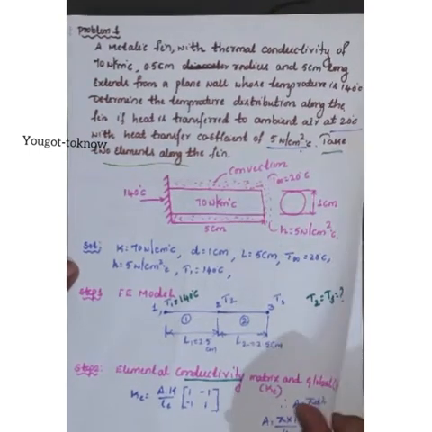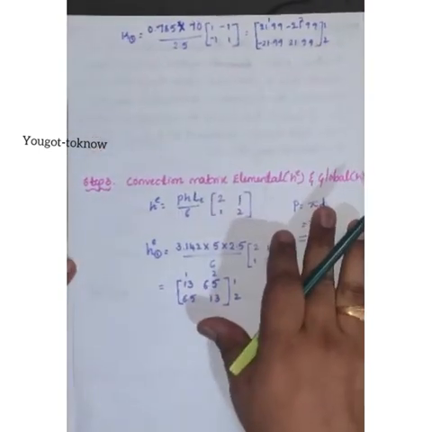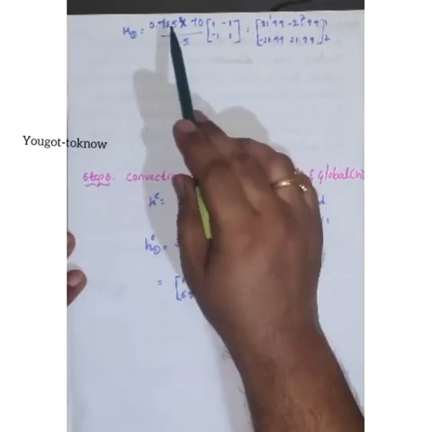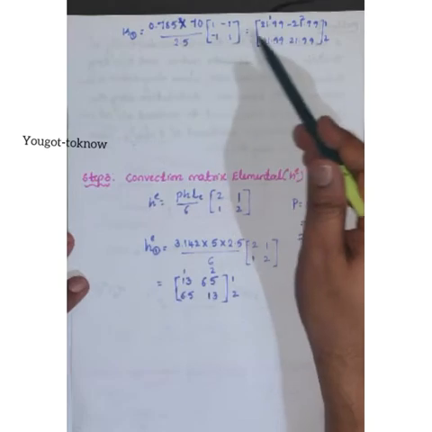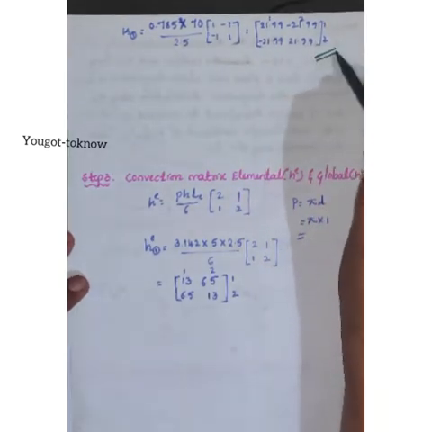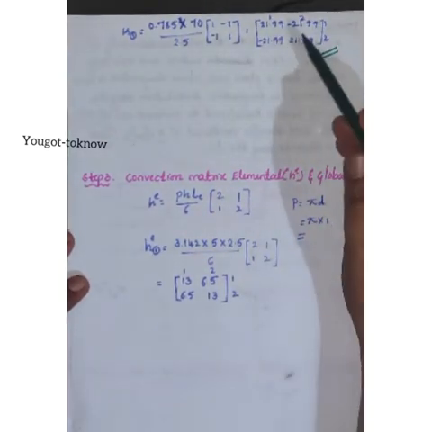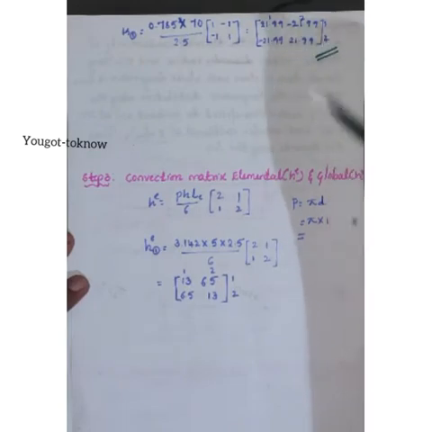Now, after calculating this, calculate your matrix. What is the K matrix? A into K divided by L. A is 0.785 into 70 divided by 2.5, times 1, minus 1, minus 1, 1. You are going to get 21.99. This is for the first element.